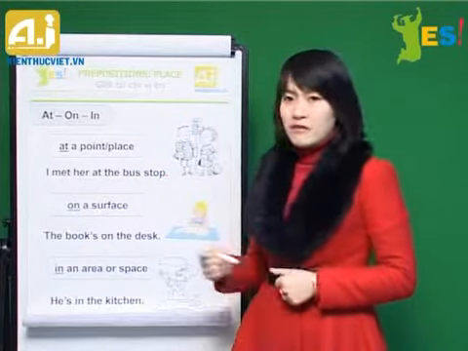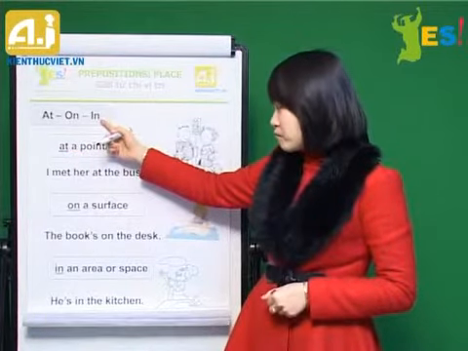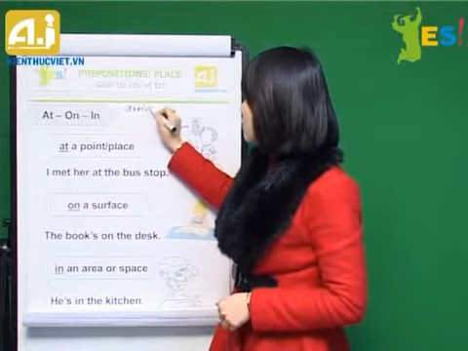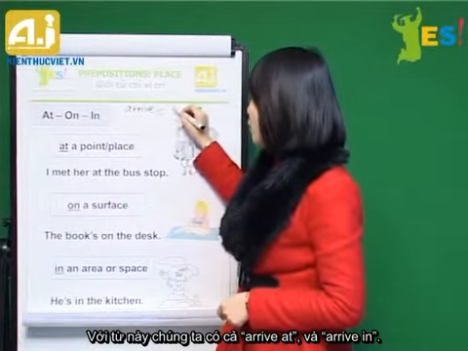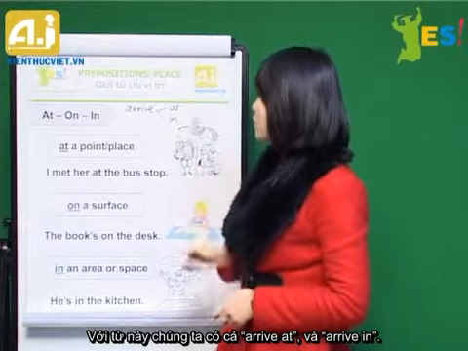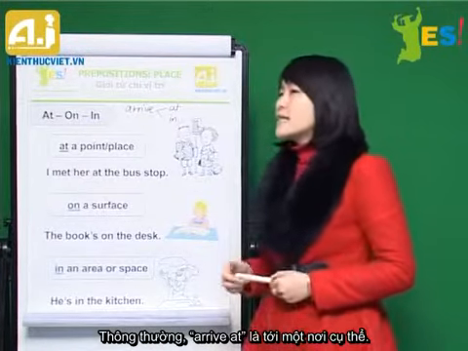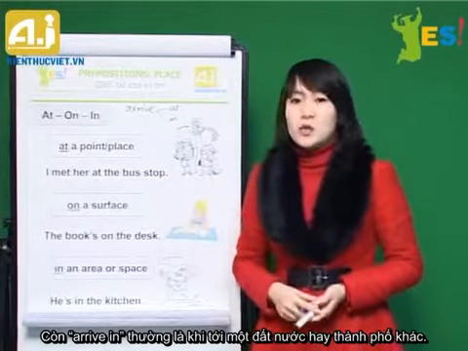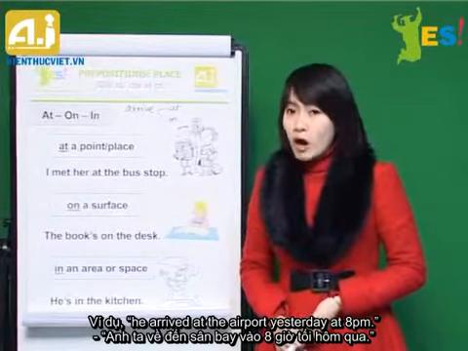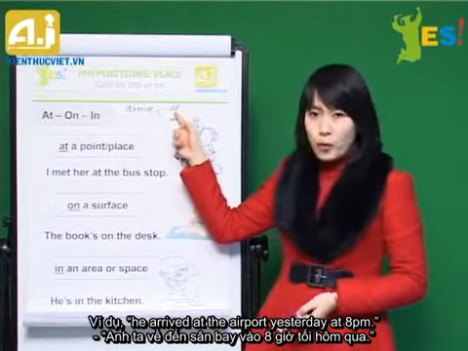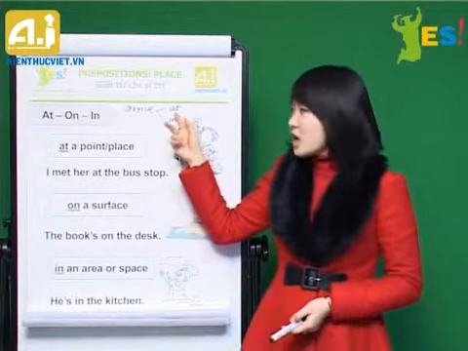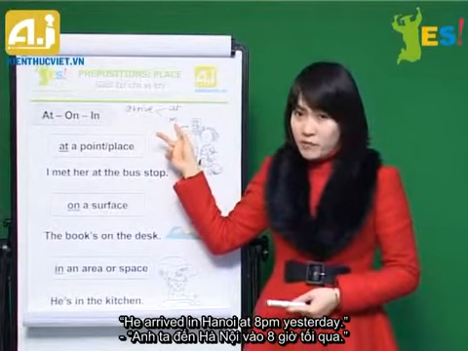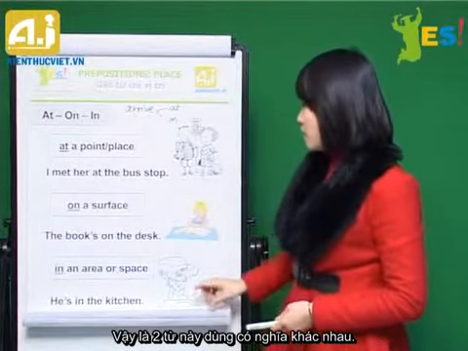I want to clarify something for at and in, especially with the word arrive. With arrive, you can have arrive at or arrive in. Normally, arrive at is for certain places, but arrive in is normally for cities or countries. For example, he arrived at the airport yesterday at 8 p.m. But you should say, he arrived in Hanoi at 8 p.m. yesterday. So totally different meanings.